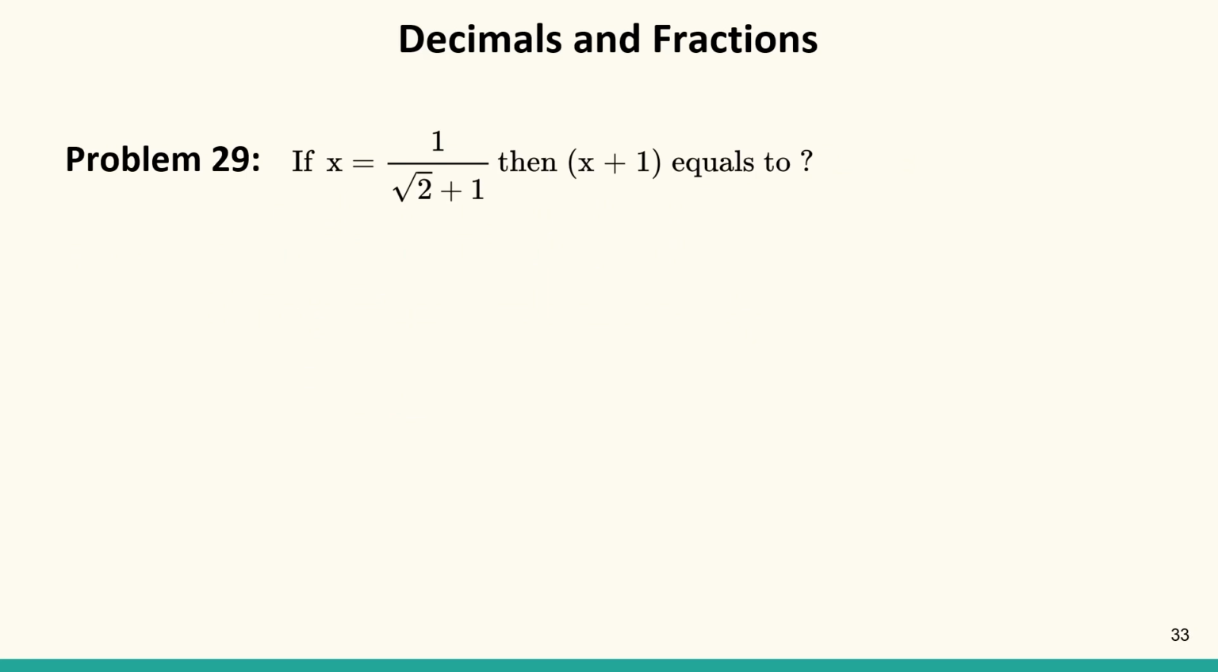So let's jump to problem number 29. If x is equal to 1 by square root of 2 plus 1, then x plus 1 is what? So x plus 1 is nothing but 1 plus x, that is equal to 1 by root 2 plus 1 plus 1. So this is equal to root 2 plus 1 plus 1 whole by root 2 plus 1. So this is equal to root 2 plus 2 by root 2 plus 1.